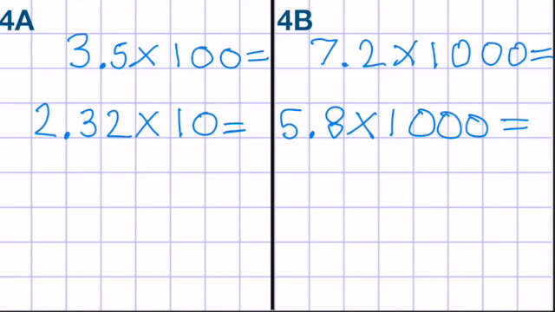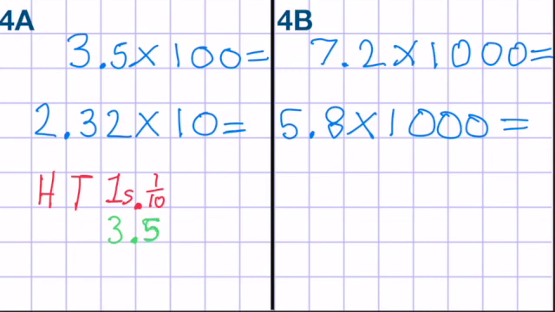Next, you have to multiply some decimals by either 10, 100 and 1,000. Please do both sides of those. Use your place value headings. Press pause and then we'll do it together. Okay, 3.5 times 100. So I've got my ones column, my decimal place, and I've got my tenths column. I'm also going to add in my tens and hundredths column.